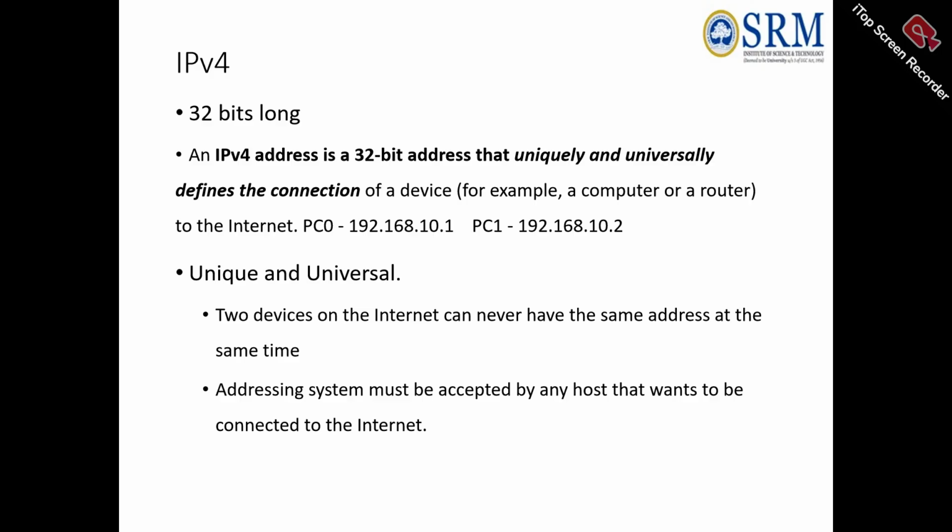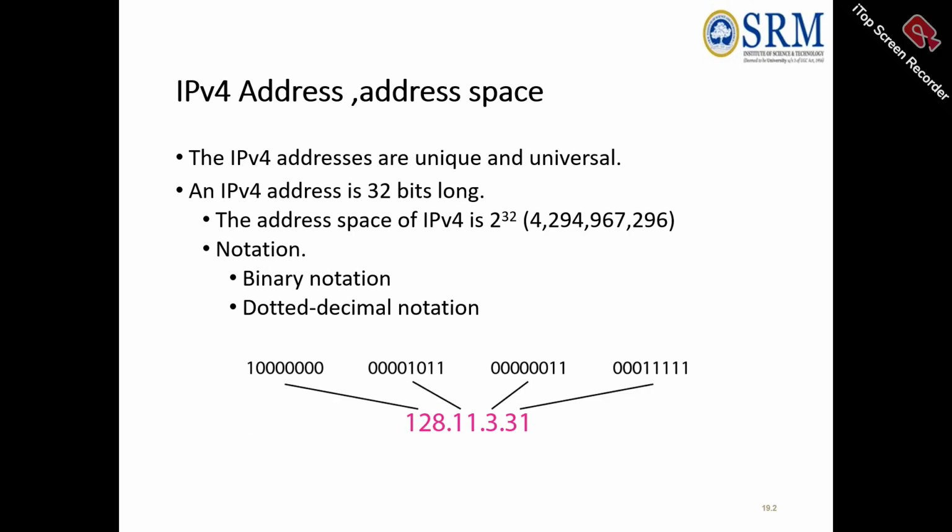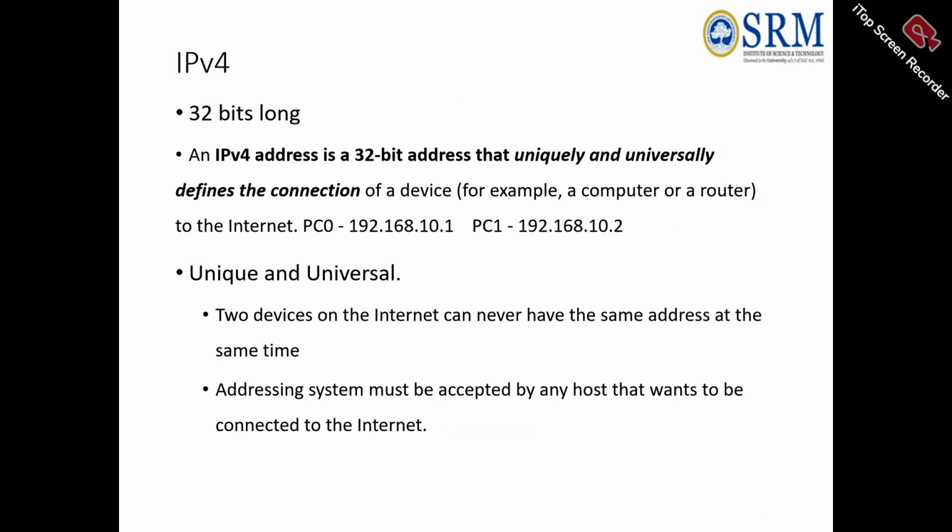IPv4 addresses are unique and universal. How can we say it is unique and universal? An IPv4 address consists of 32 bits, we know. These 32 bits are divided into 4 groups. Each group contains 8 bits. That we all know already.